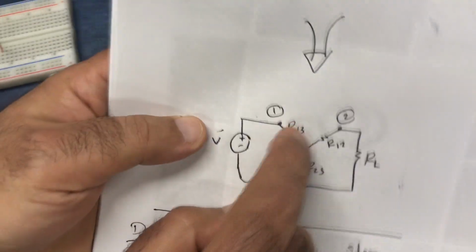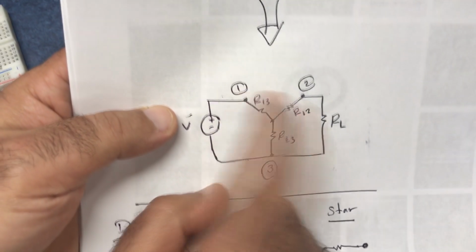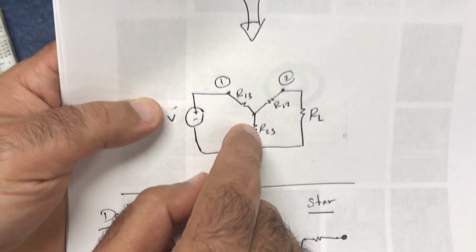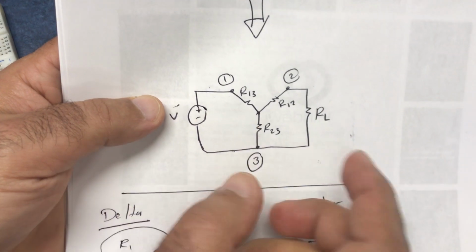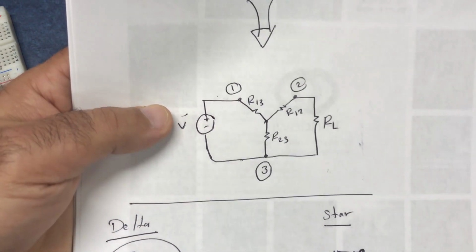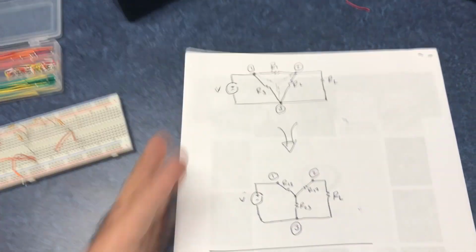For star connection, what I would like to let you know, you have to look for this value, this value, this value. Maybe you will need to connect like two, three resistors in parallel or series. It depends on the values that you have in your kit.